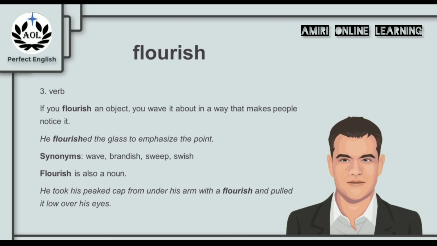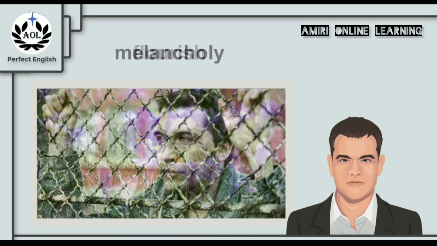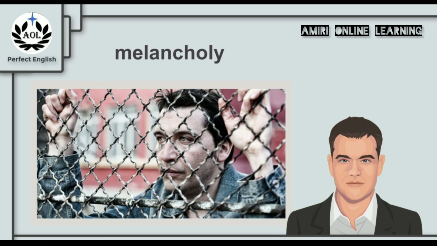For example, he took his peaked cap from under his arm with a flourish and pulled it low over his eyes. So the next time you remember this picture of those beautiful flowers, remember the word flourish and what it means. And now for the next key word, melancholy.